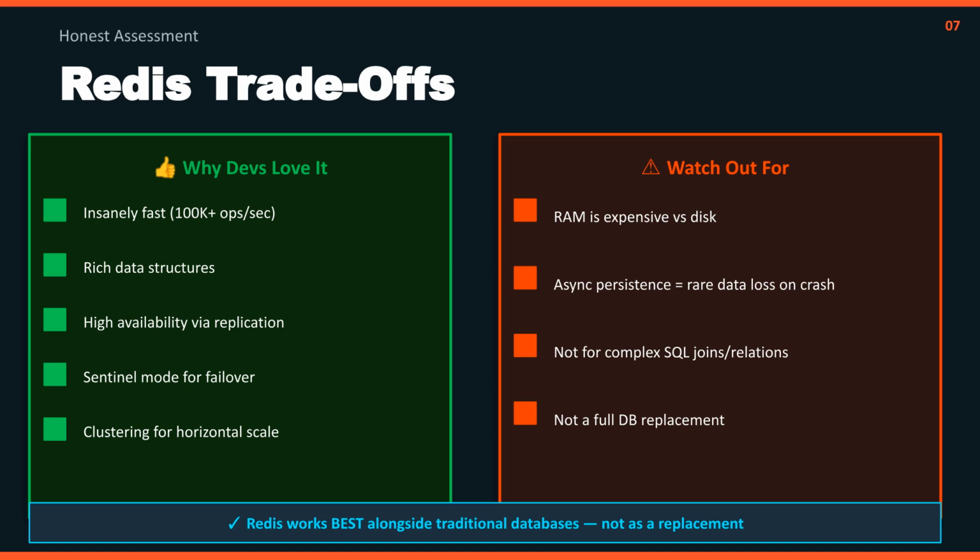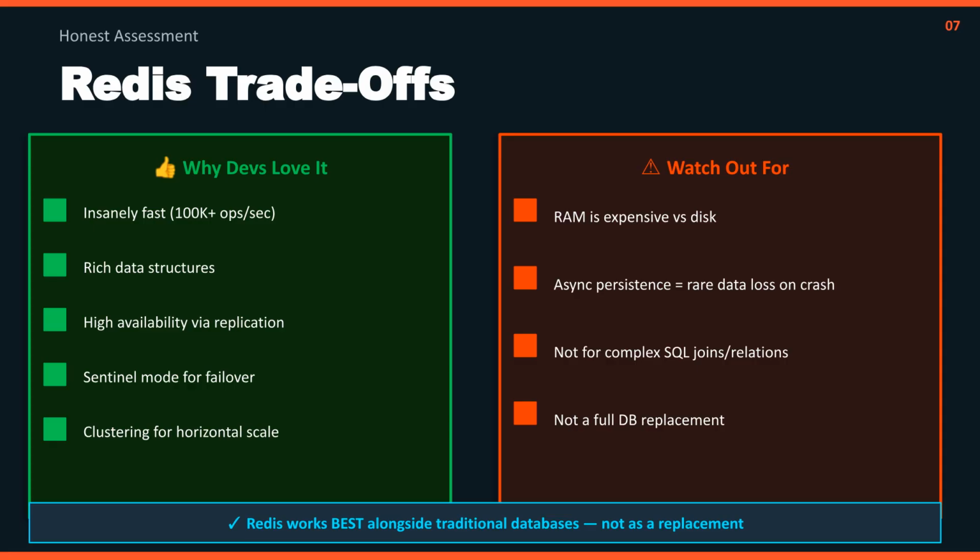Now, Redis is amazing, but like every technology, it has trade-offs. Let's first see why developers love Redis. It's insanely fast. It supports powerful data structures. And Redis also supports high availability features like replication, sentinel mode, and clustering.